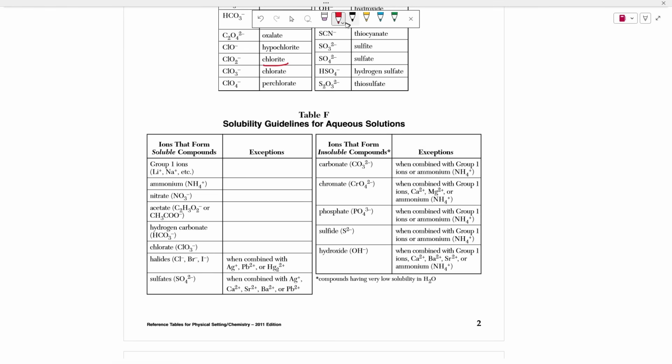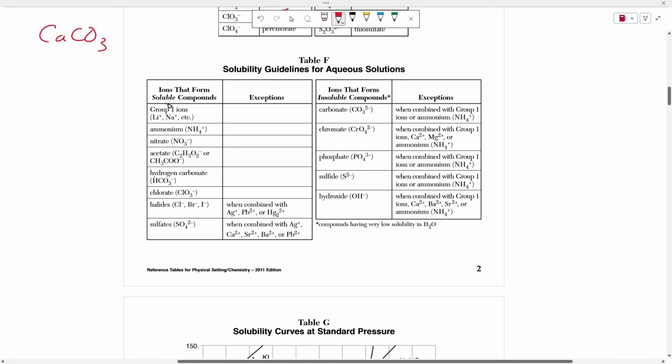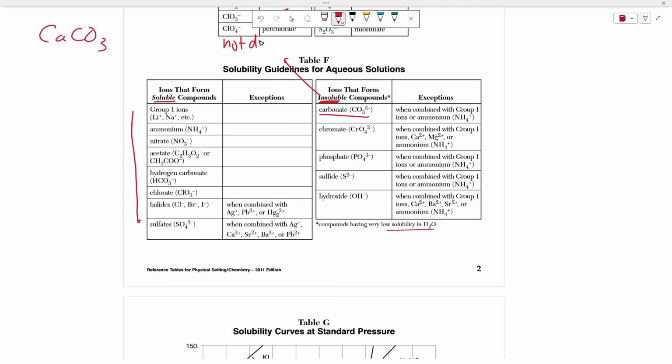So let's check CaCO3 out. So calcium carbonate, CO3, yeah, calcium carbonate. So ions that will form soluble compounds. If something is soluble, it will dissolve, okay? So, oh, wait. Why waste our time reading this when I see that carbonate is an ion that will form an insoluble compound? Guess what? Insoluble means having very low solubility in H2O. What that means is it will not dissolve.